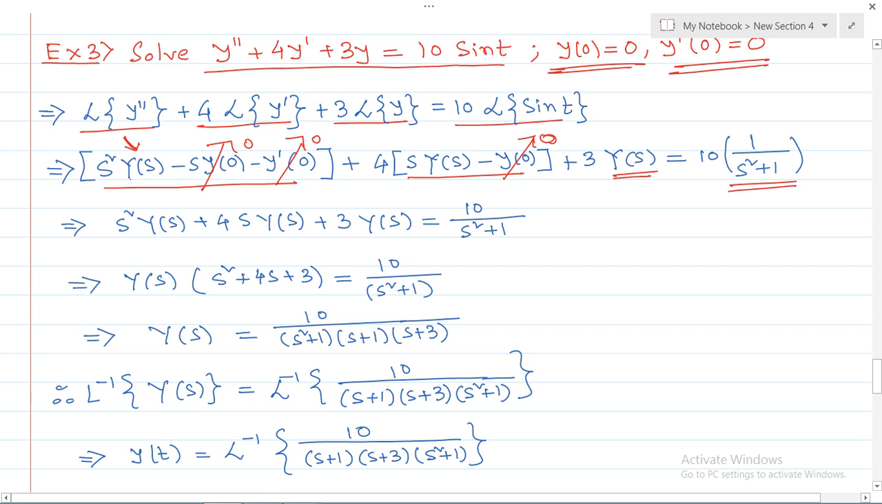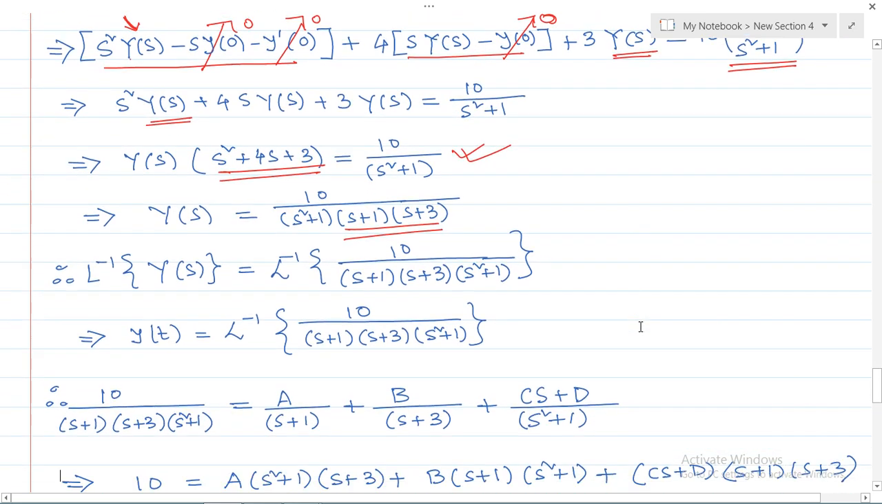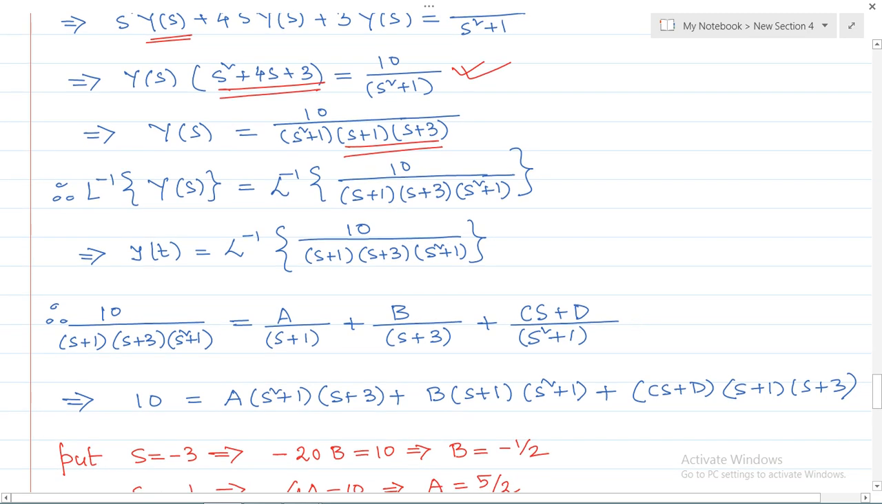So we are having s square capital Y of s plus 4s Y of s plus 3 Y of s equal to 10 upon s square plus 1. Taking capital Y of s common, we get s square plus 4s plus 3 equal to 10 upon s square plus 1. Now we divide both sides by s square plus 4s plus 3, which can be factorized by the middle term as s plus 1 into s plus 3. So ultimately capital Y is equal to 10 upon s square plus 1 into s plus 1 into s plus 3.